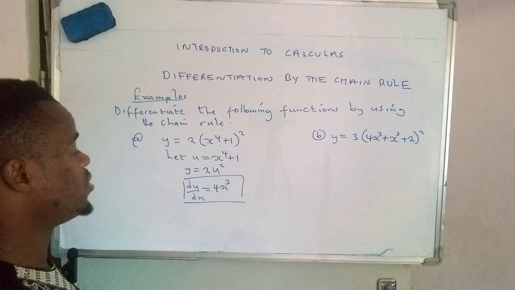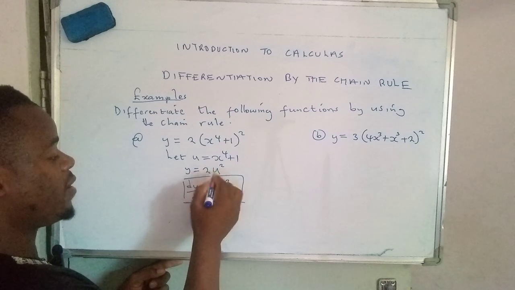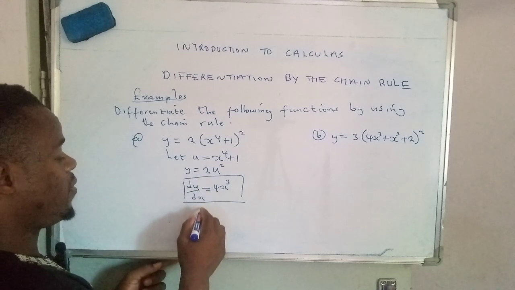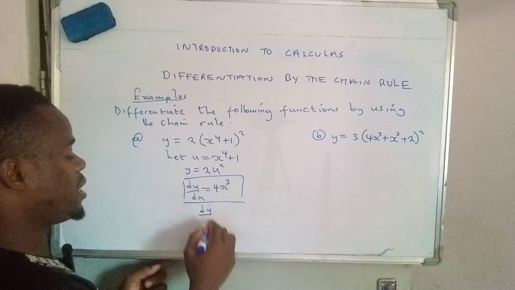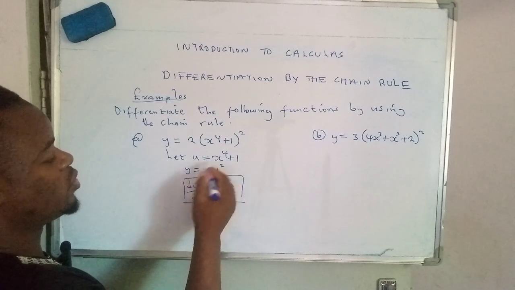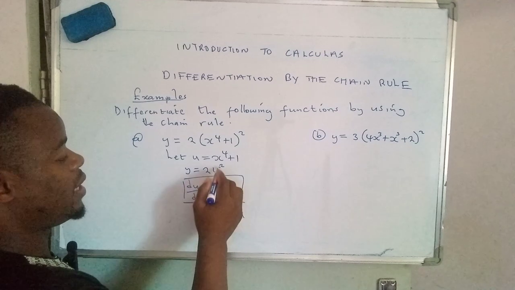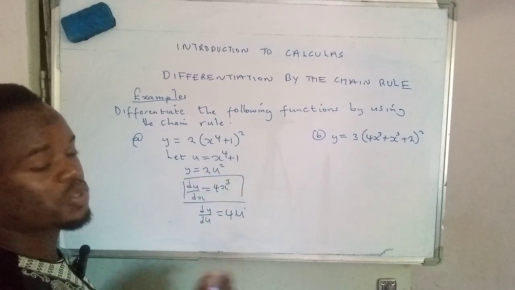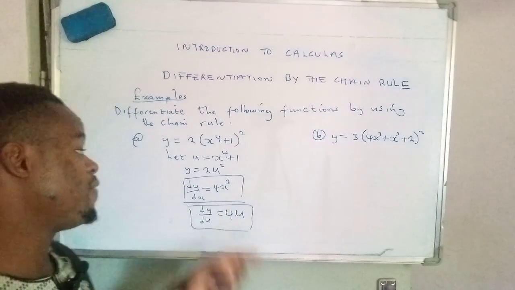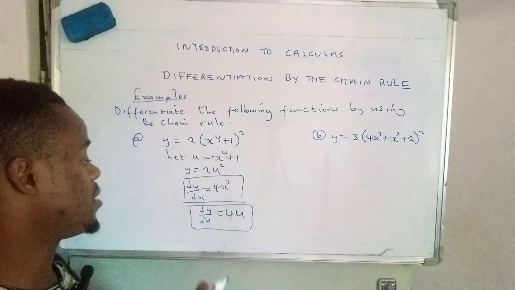The next thing you have to do is differentiate the second function. We have y and we have u, so we differentiate y with respect to u. So dy/du is equal to: the 2 drops down and multiplies by 2, so that will be 4u, then 2 minus 1 is 1, but in most cases we don't write the 1. Those are the two derivatives of the functions that we have derived from the main function, which is the composite function.